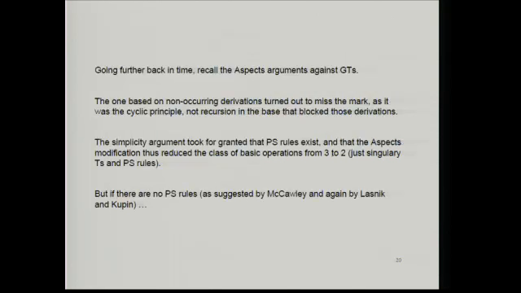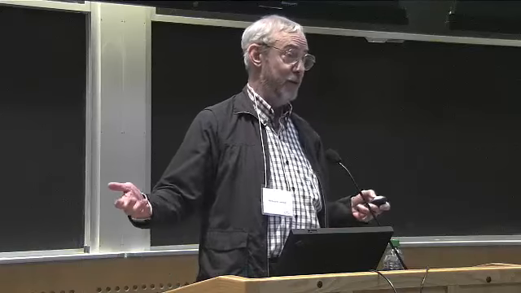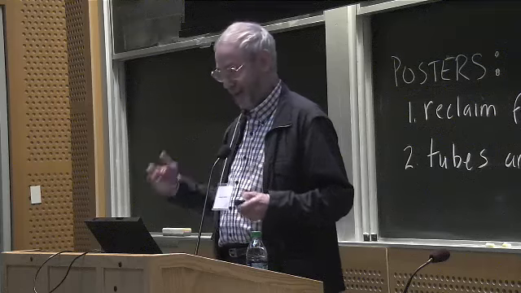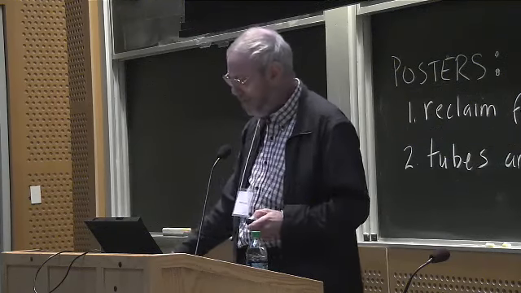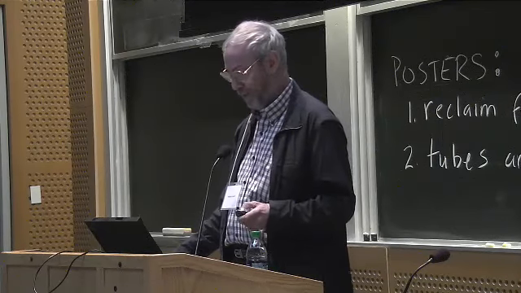Going further back in time, recall the Aspects arguments against generalized transformations. The one based on non-occurring derivations turned out to miss the mark, as it was the cyclic principle that was doing the work. The simplicity argument took for granted that phrase structure rules exist and that the Aspects modification thus reduced the class of basic operations from 3 to 2. But if there are no phrase structure rules, as suggested by Chomsky and again by Lasnik and Kupin, then that particular argument disappears. So, an early or middle-age minimalist model of structure building where everything is done by transformations, no phrase structure rules at all.